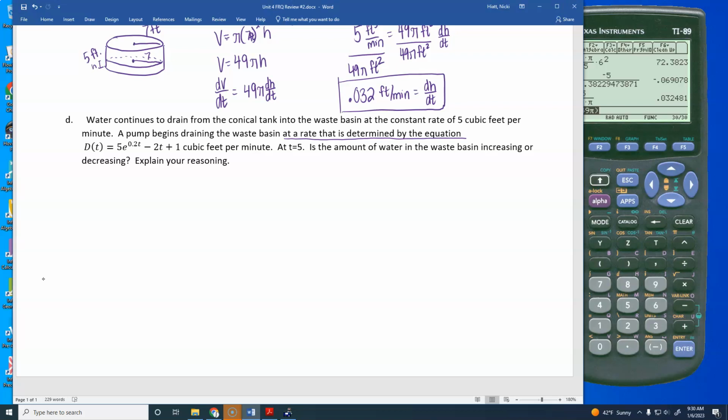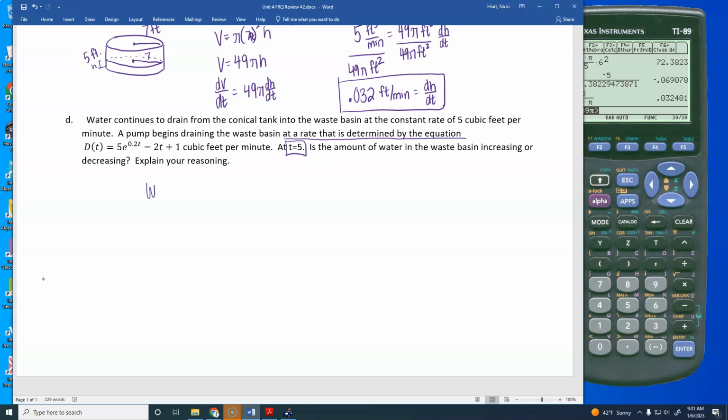So if we think about what's happening, we want to know whether or not the amount of water in here is increasing or decreasing. So if we got water coming in faster than it's leaving, then we would have the tank start to fill up, right? If it's coming in at a rate slower than it's leaving, if it's draining faster than it's filling, it's going to decrease. So really, we just need to think about the rate water enters the tank and the rate water is leaving the tank right here at t equals 5.